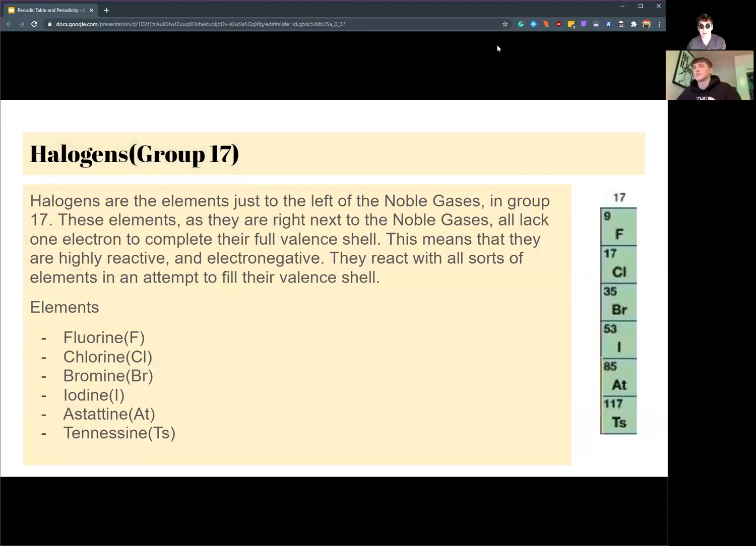The halogens, which are just to the left in group 17, essentially lack 1 electron in their valence shell. So in a valence shell that needs 8 electrons to fill it, like fluorine, it has 7. This makes them very reactive and electronegative. Essentially, they attract valence electrons from other atoms very strongly. And like I said, it makes them very reactive. For example, chlorine is highly reactive and bonds with sodium to create salt.